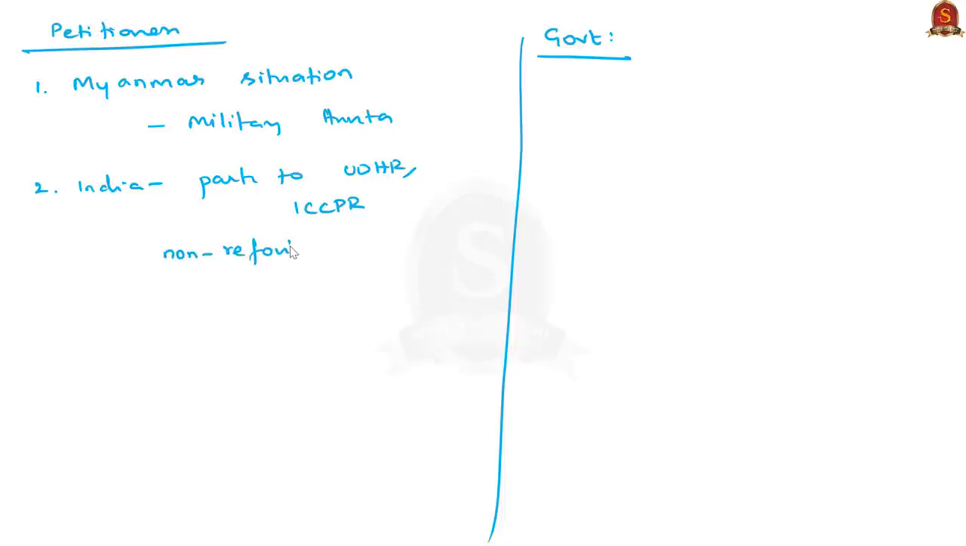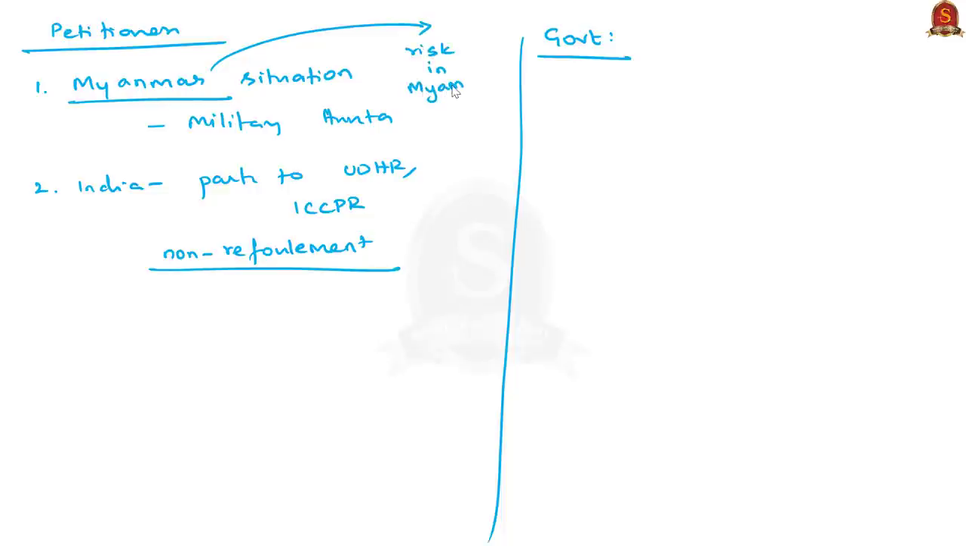Under the principle of non-refoulement, a state should not deport or transfer individuals from their jurisdiction to another country or another place if the particular sending state believes that these persons face risk or harm or persecution or torture at the country or place to which they are to be deported or to be sent.